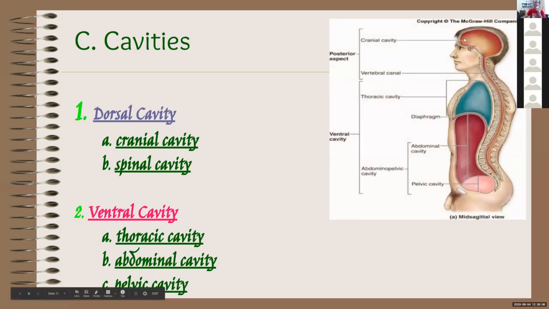So the cavities. Towards the posterior direction, we have the dorsal cavity. It's broken down into the cranial cavity and the spinal cavity. Towards the anterior, we have the ventral cavity, which is the thoracic cavity up here, the abdominal cavity here, and then the pelvic cavity here.